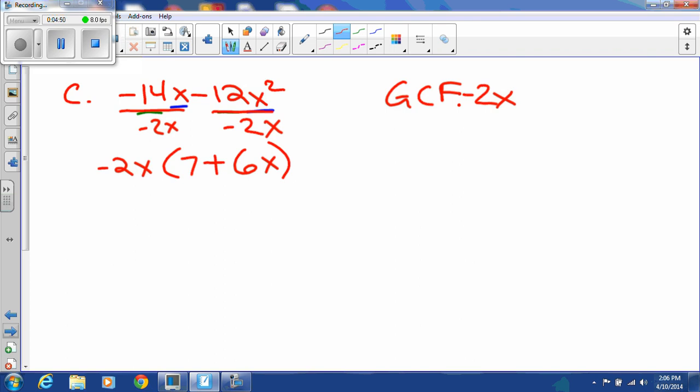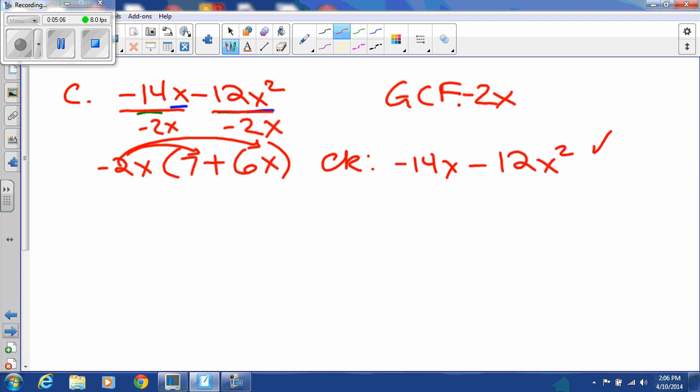To make sure we've done this correctly, we can distribute. So we're going to check by distributing. Negative 2x times 7 is negative 14x. Negative 2x times 6x is negative 12x squared, and it checks.